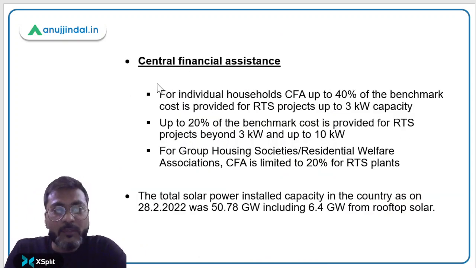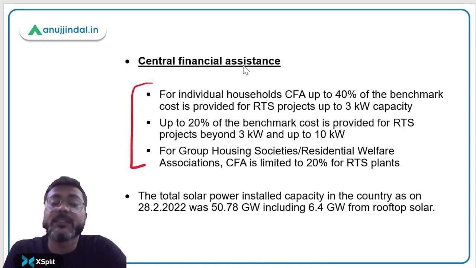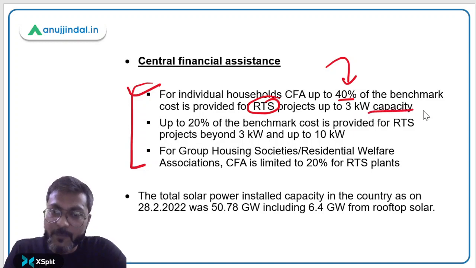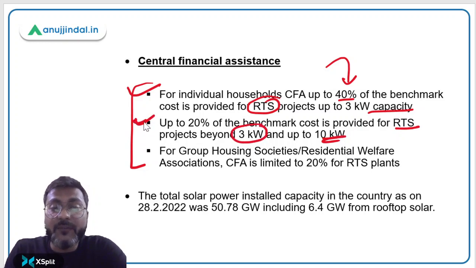Now let's talk about the central financial assistance which is being provided under this scheme. For individual households, the financial assistance is up to 40% of the benchmark cost. It is provided for rooftop solar projects up to 3 kilowatt capacity. While if the rooftop project is beyond 3 kilowatt capacity and up to 10 kilowatt capacity, the financial assistance is 20% of the benchmark cost.